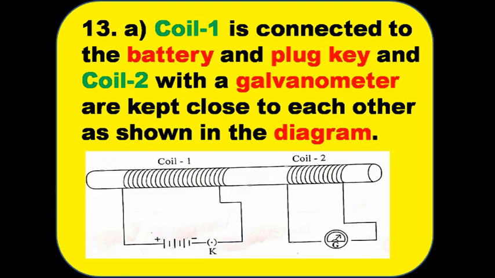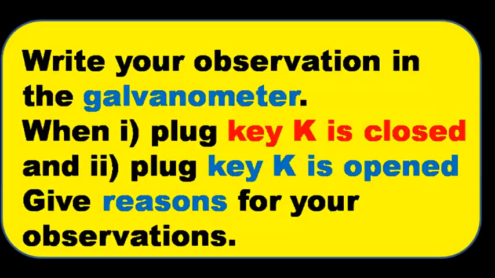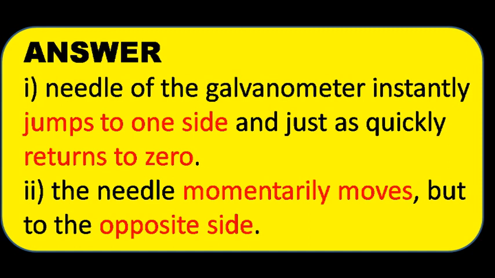Coil 1 is connected to the battery and plug key, and coil 2 with the galvanometer are kept close to each other as shown in the diagram. Write your observation in the galvanometer when plug key K is closed and plug key K is opened. Give reasons for your observations. When plug K is closed, the needle of the galvanometer instantly jumps to one side and just as quickly returns to zero. And when plug K is opened, the needle momentarily moves but to the opposite side.